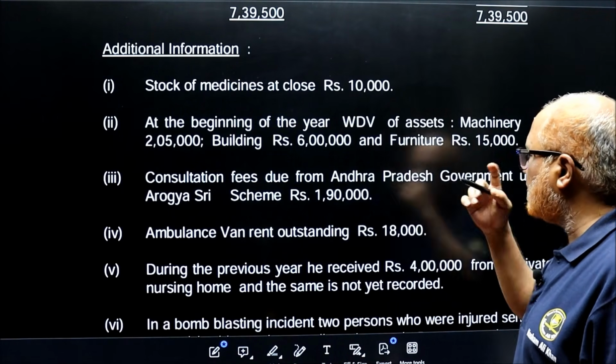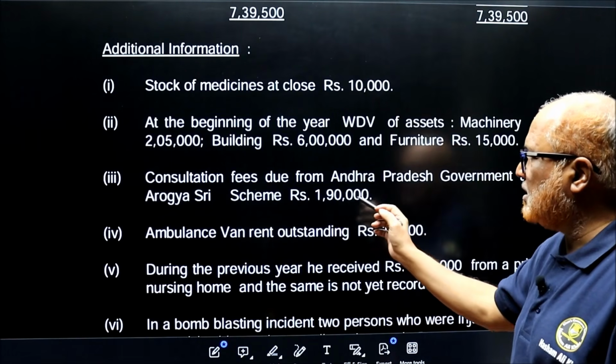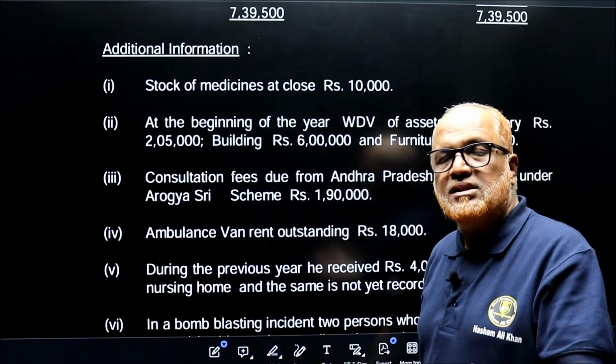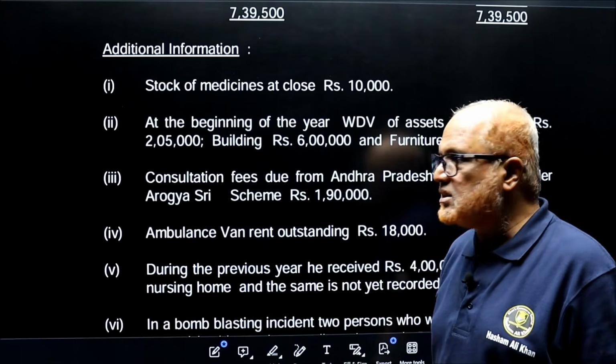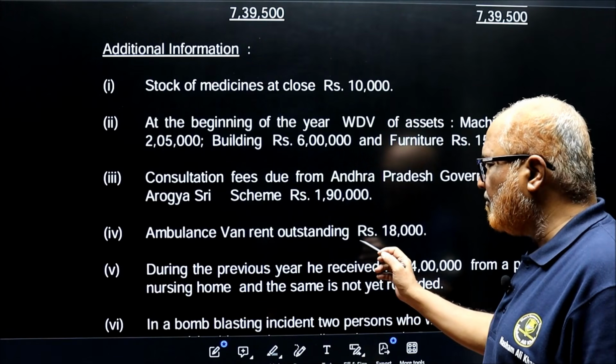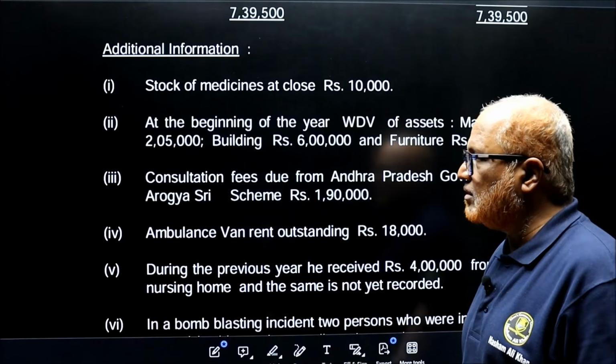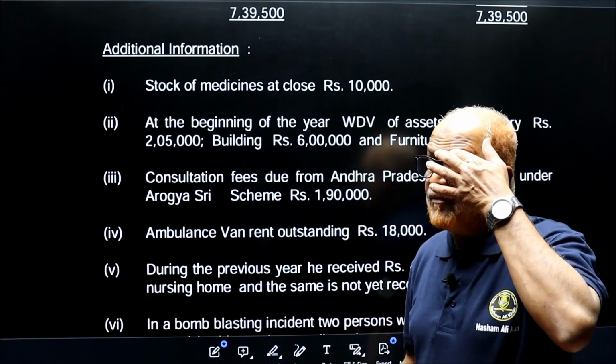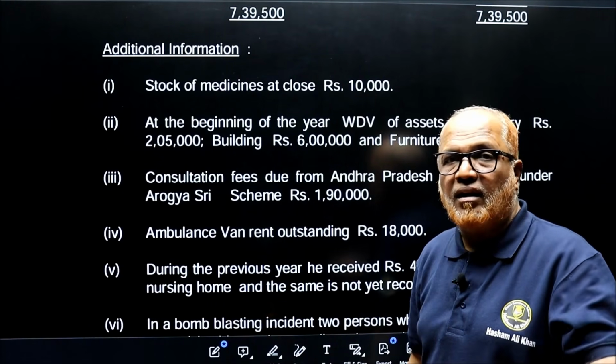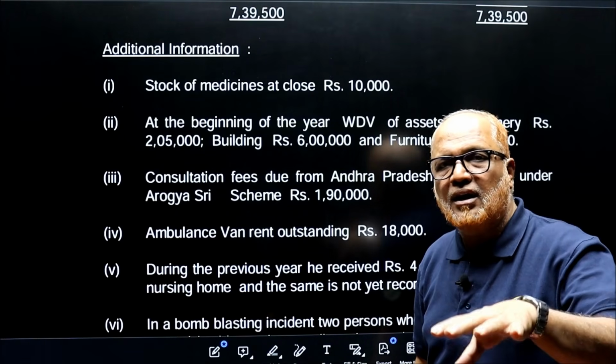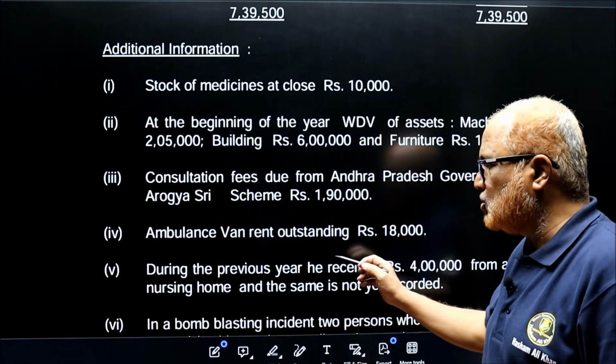Consultation fee due from the Andhra Pradesh government under the Arogya scheme is 1,90,000. Still the consultation fee is due, receivable. An ambulance van rent outstanding is 10,800. So there is consultation fee due and ambulance van rent is also due: one income is due, one expenditure is due.